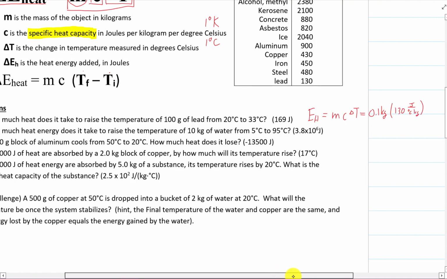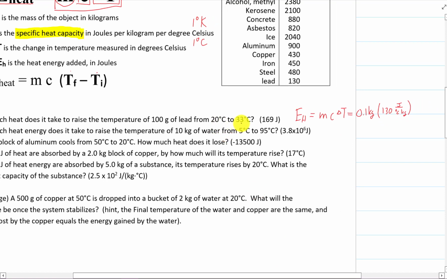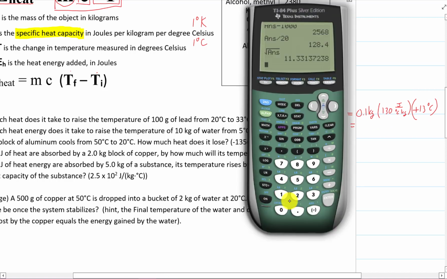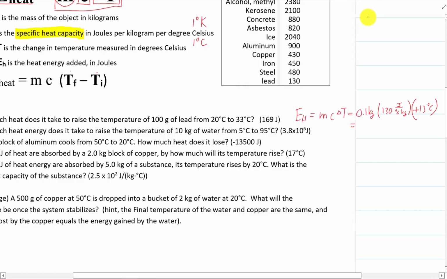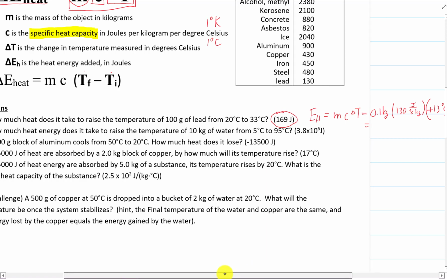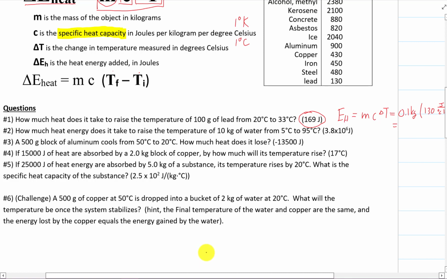And then the change in temperature is 23 and it's positive. No, it's 13 and it's positive. So positive 13 is the change in the temperature. So when we multiply those numbers together, we get 0.1 times 130 times 13, and we get 169. So it takes 169 joules of energy to raise the temperature of 100 grams of lead from 20 to 33 degrees Celsius.